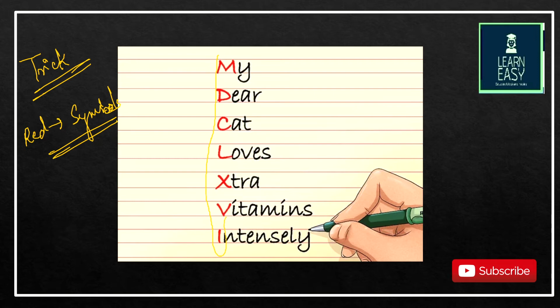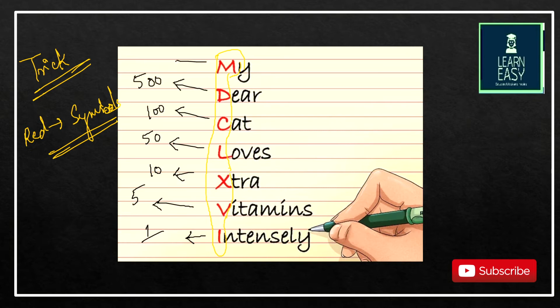This is the trick: my dear cat loves extra vitamins. If I write the numbers as well, I represents 1, V represents 5, X represents 10, L represents 50, C represents 100, D represents 500, and M represents 1000. So I repeat, my dear cat loves extra vitamins.